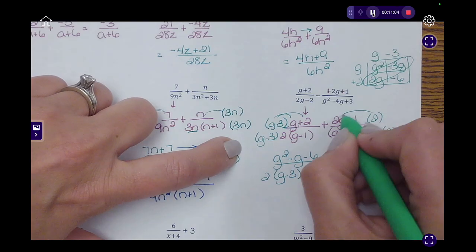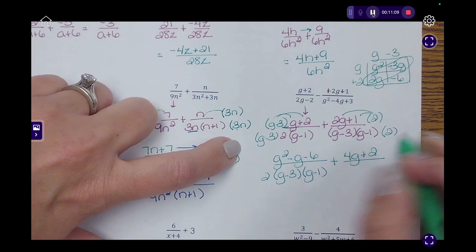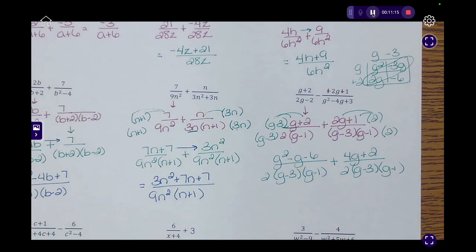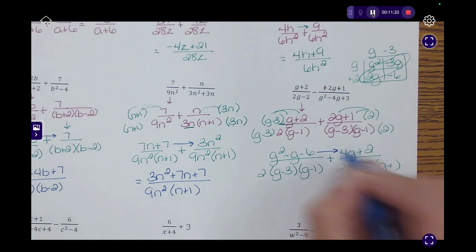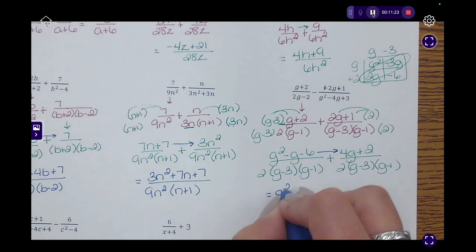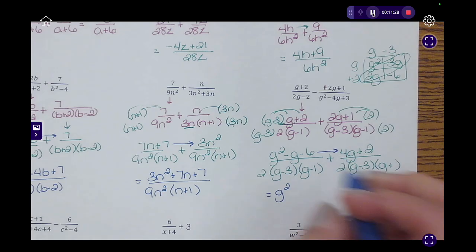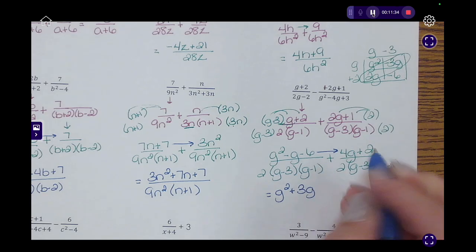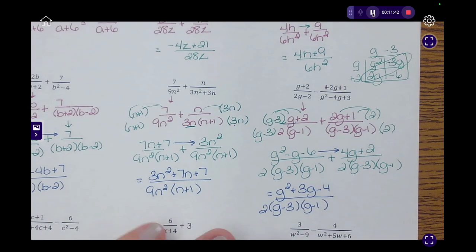Okay, on this one, all I have to do is multiply and distribute that 2. So that gives me 4g plus 2. Here, again, that common denominator is the same. So now they have a common denominator. Now I can add across the top. So now I'm going to add across here. I don't have anything else for the g squared. Okay, and then here I have a negative 1g plus 4g. So that's going to give me a positive 3g. And then negative 6 plus 2 is negative 4. Okay, so that's what it's simplified to.